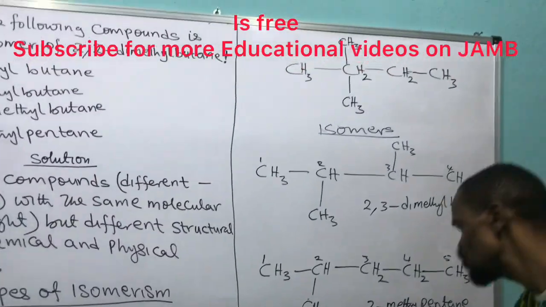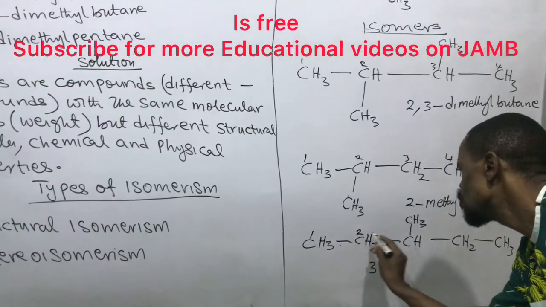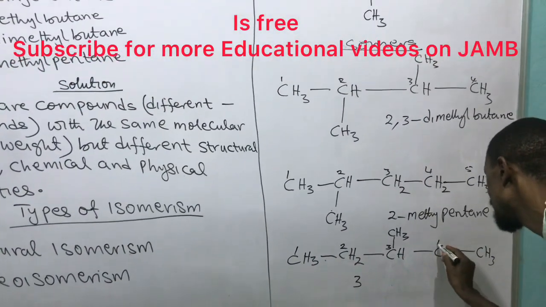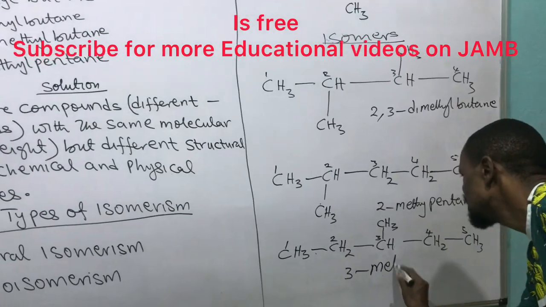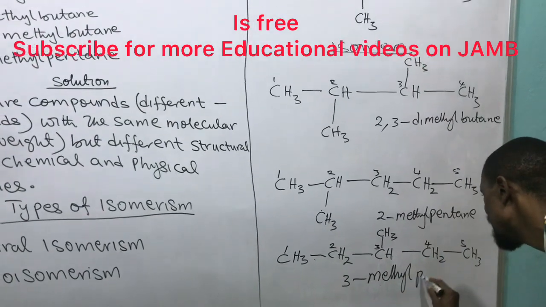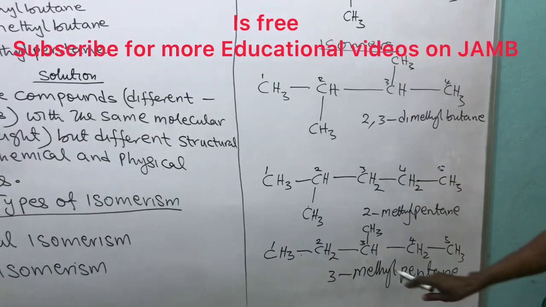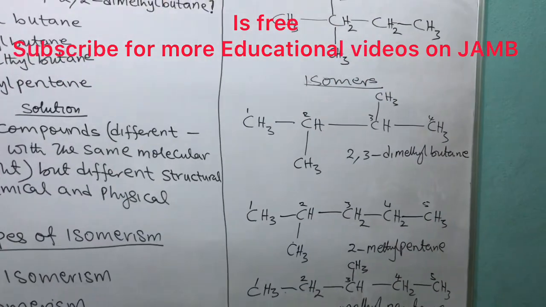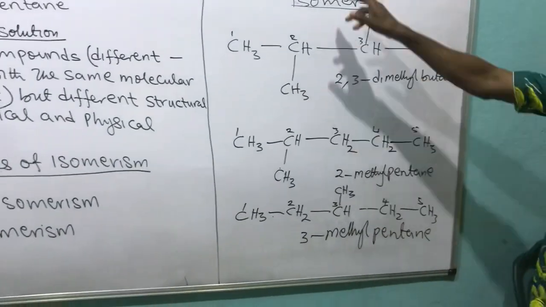And the name of this one will be 3. Look at it. 1, 2, 3. Carbon number 3 carrying that branch. 4, 5. Can call it 3 methyl pentane. 3 methyl pentane. That's the name of this one I have drawn. So how many isomers have I got here? 1, 2, 3.